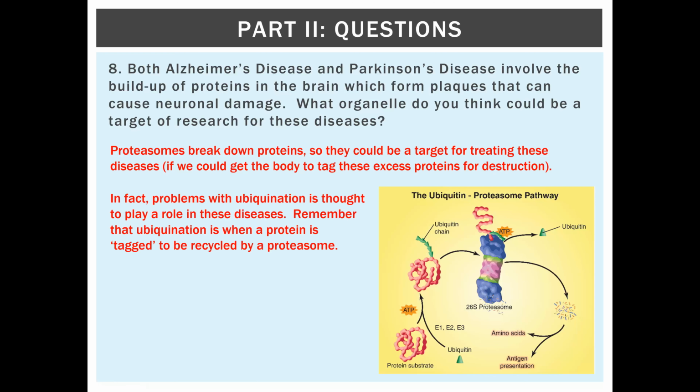But in fact, if we get into some of the details of Alzheimer's disease and Parkinson's disease, there's some research that's showing that the reason those proteins actually build up in the first place is that there is a problem with ubiquitination. So remember that a protein is tagged with a little tag called ubiquitin, and this tells the proteasome, hey, this protein needs to be broken down, right? So it's like going around and just tagging stuff for disposal. And so it's thought that in people that have these diseases, one of the problems could be that they are not putting the tags on these proteins like they should, so the proteins are staying around and then clumping together to make these plaques.